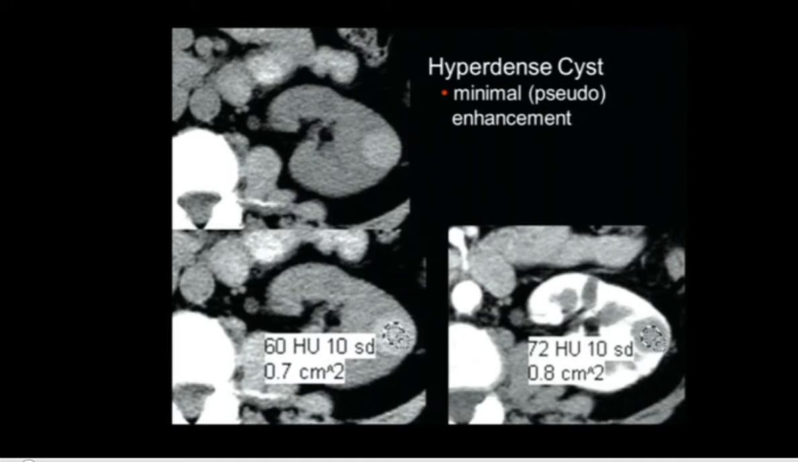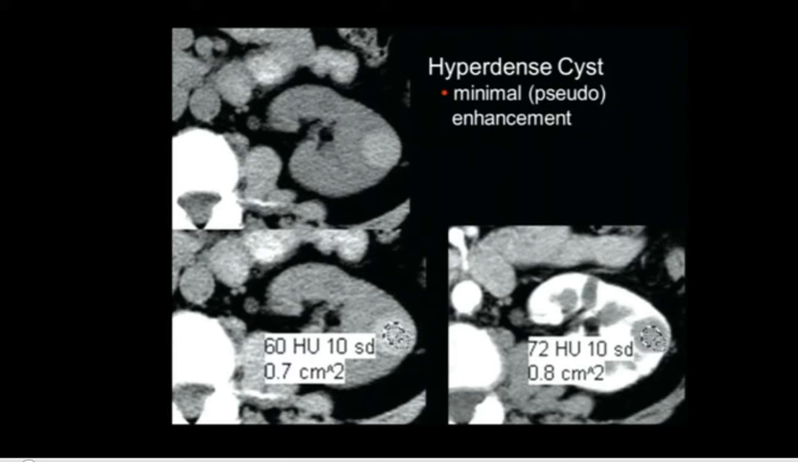Now let me introduce a thought here, Fergus, and see what you think about it. I am more reassured that a lesion is a hyperdense cyst if it is quite dense on the unenhanced scan. Okay, so it goes up 12 Hounsfield units from 60 to 72. I would be a lot more concerned about this lesion if it went from 20 to 32. Would you agree with that?